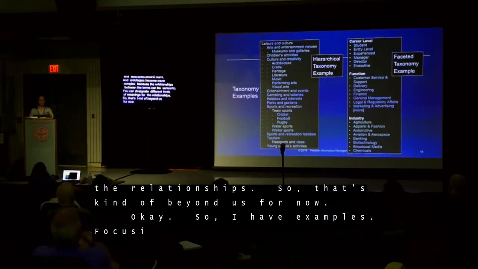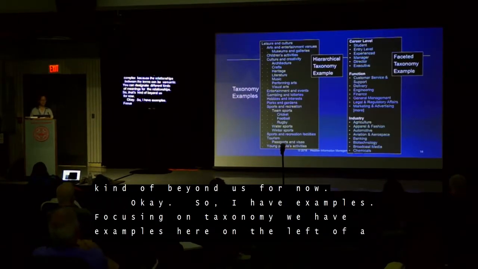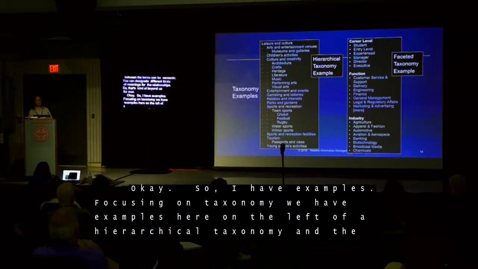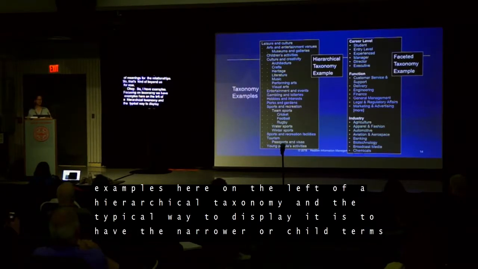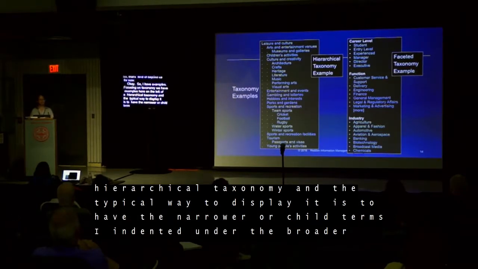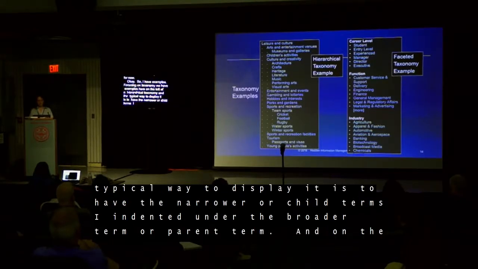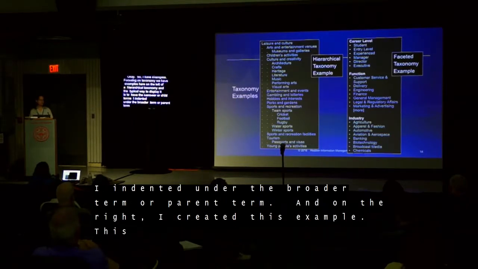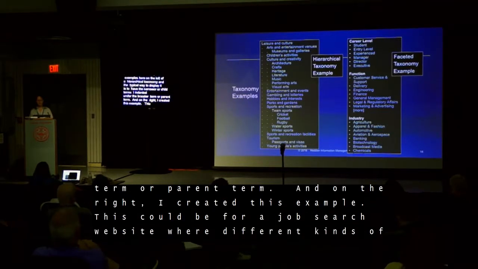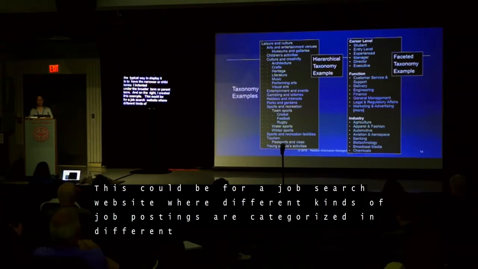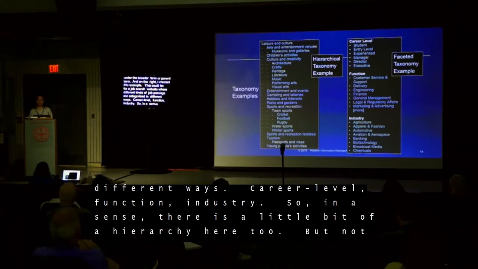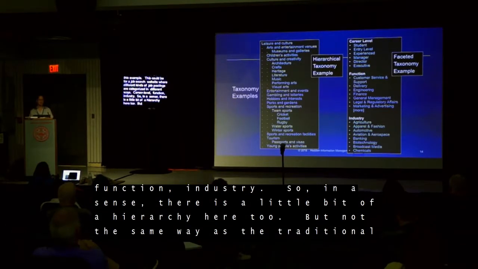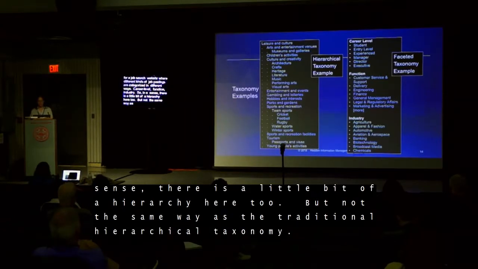Okay, so focusing on taxonomy, we have an example here on the left of a hierarchical taxonomy, and the typical way to display it is to have the narrower terms or child terms indented under the broader term or parent term. A faceted taxonomy is on the right, I created this example. This could be for a job search website where different kinds of job postings are categorized in different ways: career level, function, industry. So in a sense, there is a little bit of a hierarchy here too, but not the same way as the traditional hierarchical taxonomy.